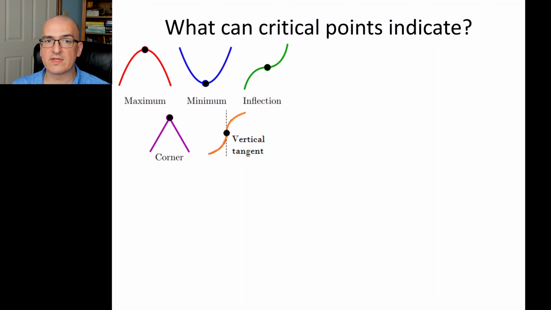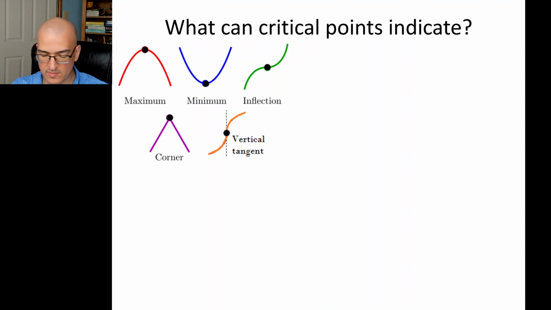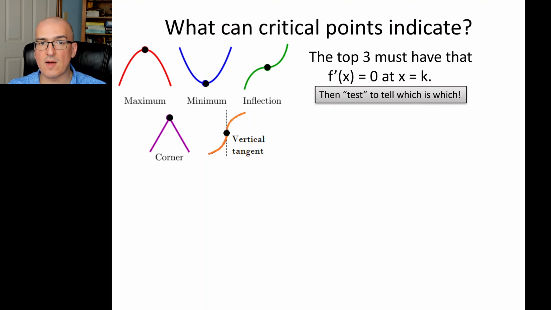An inflection point is a place where something interesting is happening with the second derivative. And we'll talk about that later. But it's not a location of a max or a min. Another thing that can happen at a critical number or critical point is that the function can have what's called a vertical tangent, where the slope of the tangent line becomes infinity or minus infinity. The three types of things that can happen on top, they happen where the derivative is equal to 0. So you set the derivative equal to 0, solve for x.